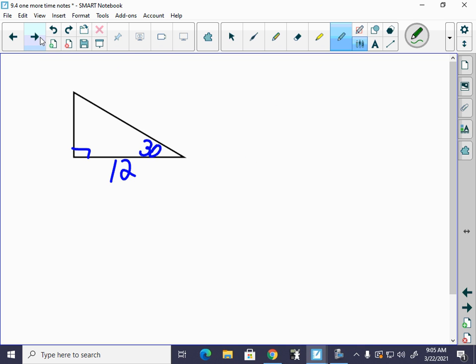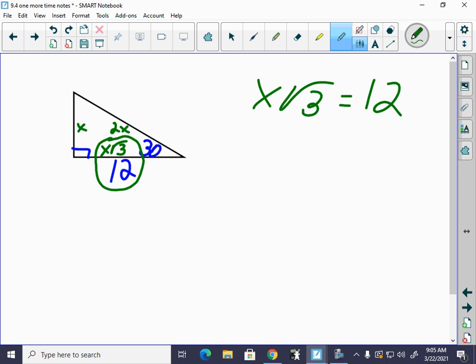Here we go. Across from 30, x. Across from 90, 2x. This guy's x square root of 3. I don't know how to solve it. Oh, wait, I do. Divide by 3, throw on the square root of 3. That's x. Double it.